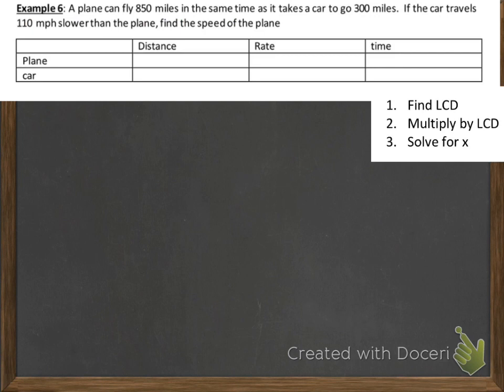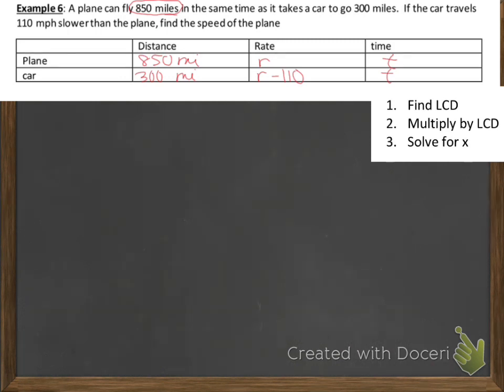All right, let's do another one. So this is almost identical. You can see that we've just changed the numbers here, right? So a plane can fly 850 miles. That's my distance. In the same time, t, it takes the car to travel 300 miles. If the car travels 110 miles an hour slower than the plane, the plane goes r miles an hour, so the car is r minus 110 miles an hour. We need to find the speed of the plane.